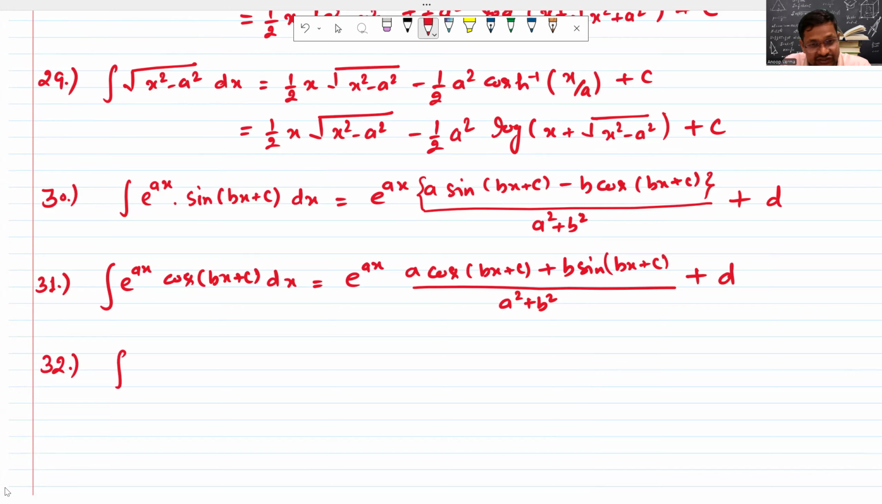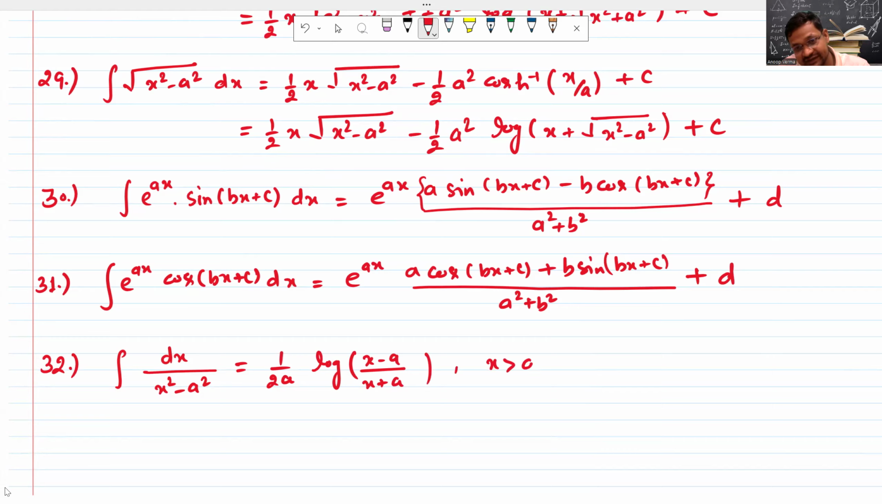Second formula: the integration of dx upon x square minus a square. We solve this by partial fractions, and we will get 1 upon 2a log of x minus a upon x plus a. When x is greater than a, you can use this formula. When x is less than a, you use this formula: log of a minus x upon a plus x.